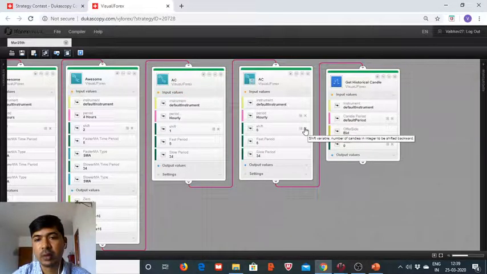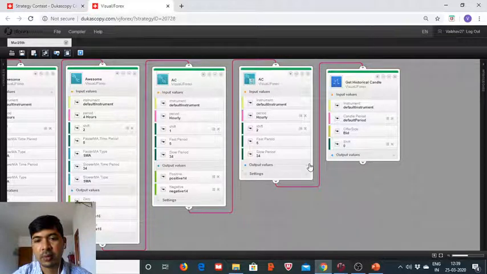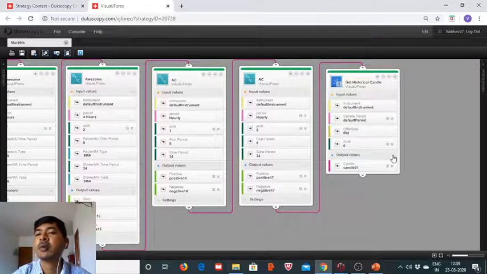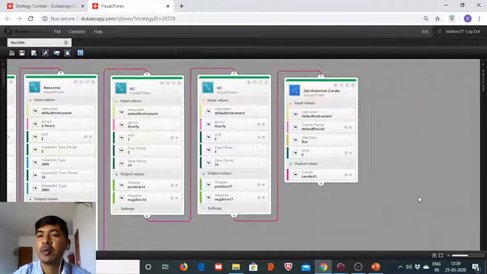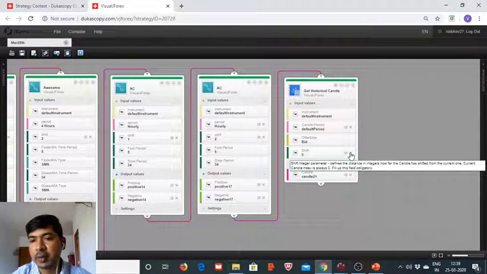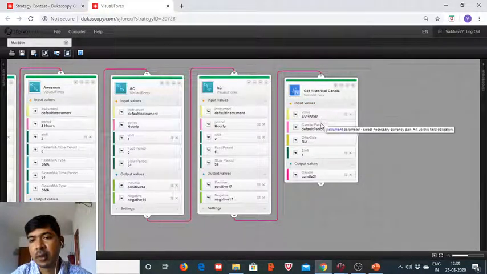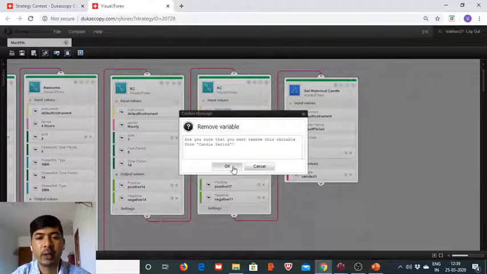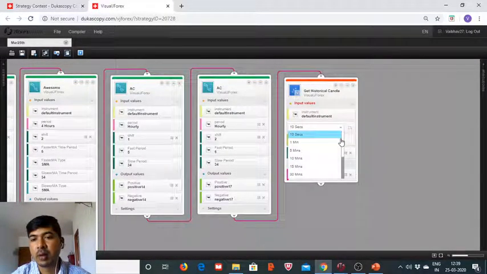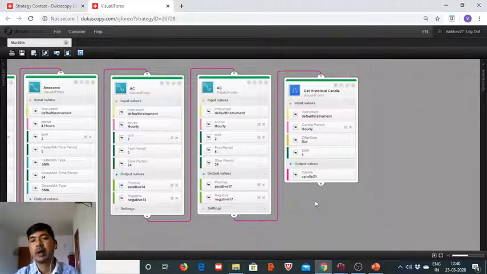Shift 1 and shift 2. And now coming to the historical candle, we have to define it at shift 1, last candle close, and the default candle period is going to be of 1 hour, so it will be hourly. All right, so we are almost done.